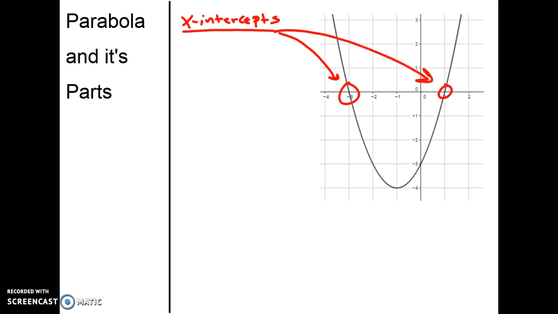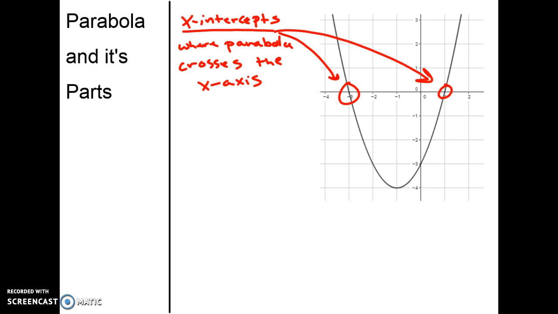The x-intercepts are where the parabola crosses the x-axis. In this case, it's going to cross it in 2 different points.